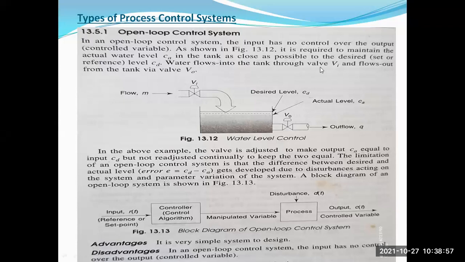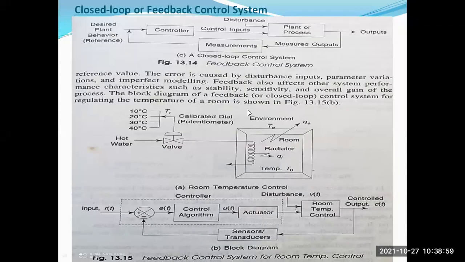That is a closed loop control system. So this is basically a closed loop control system. Here you can see one block diagram we have to use, and that is a feedback control system. Sometimes the closed loop control system is also called the feedback control system. And this is one example we have to give here.